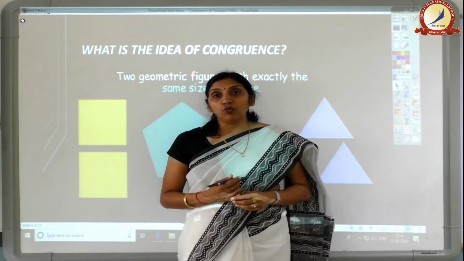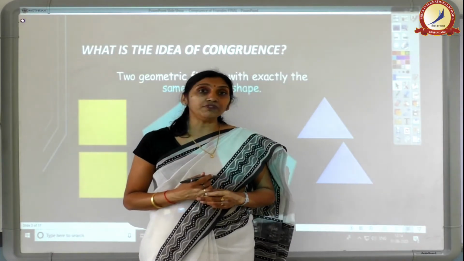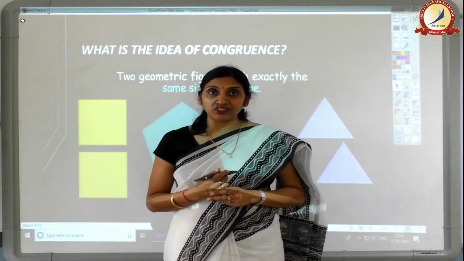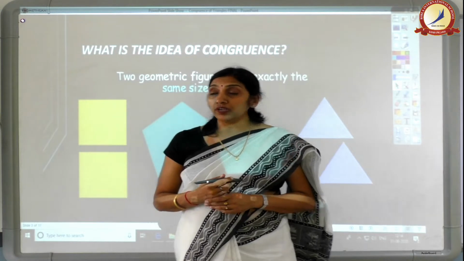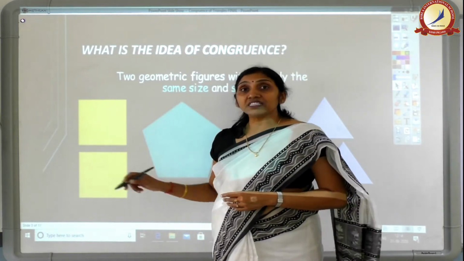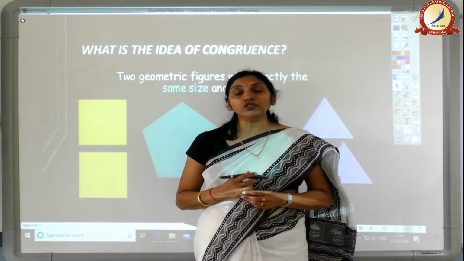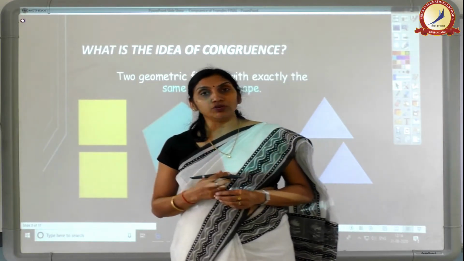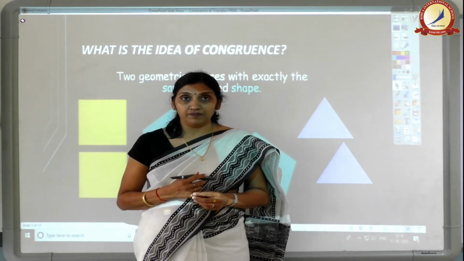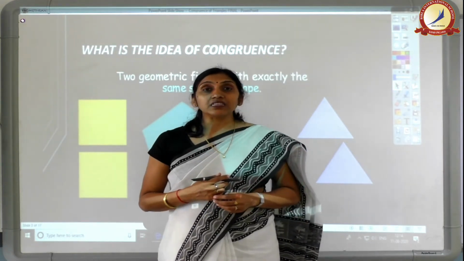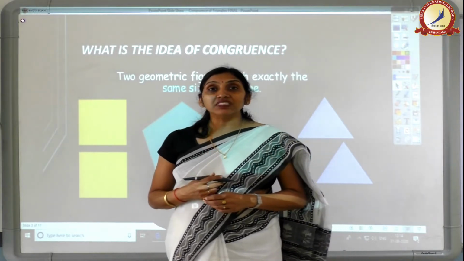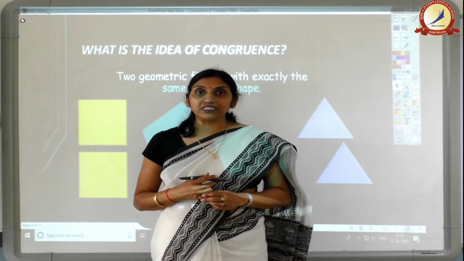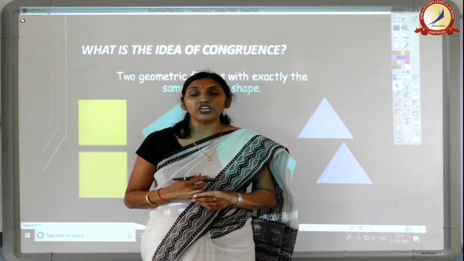Now let us see what we mean by congruence. Two figures are said to be congruent if they are of the same shape and size. That means two squares are said to be congruent if the length of their sides is the same. Similarly, two circles are said to be congruent if their radii are the same. Two rectangles are said to be congruent when they have the same length and breadth. So what exactly does congruence mean? I am saying that it is of the same shape and size.